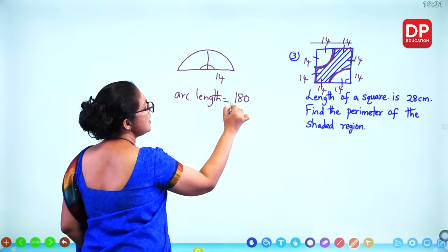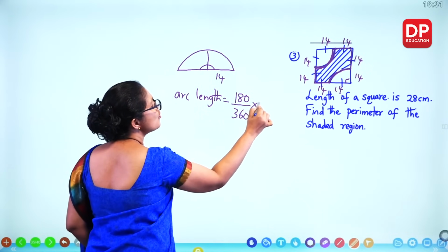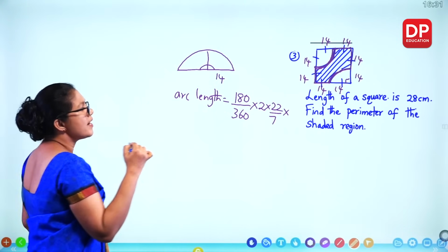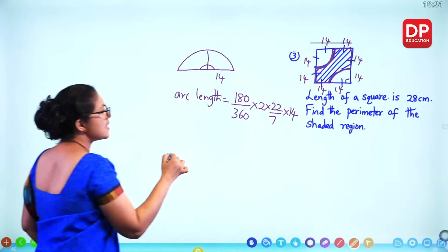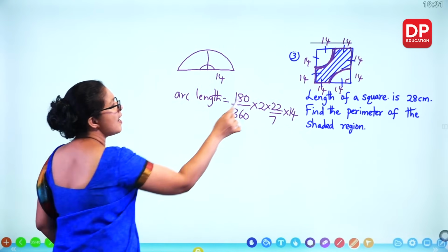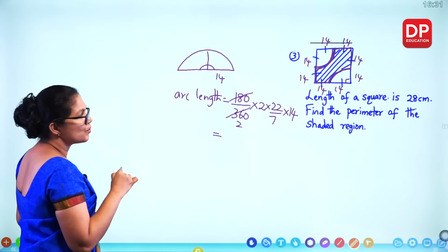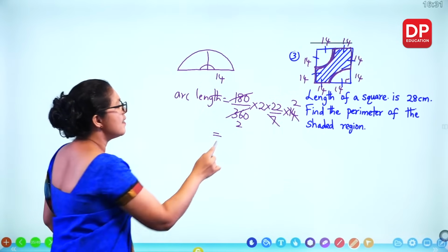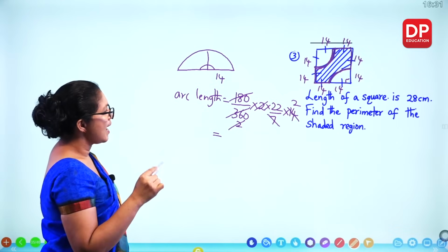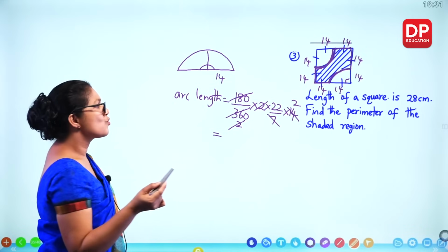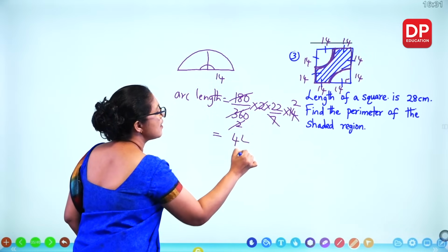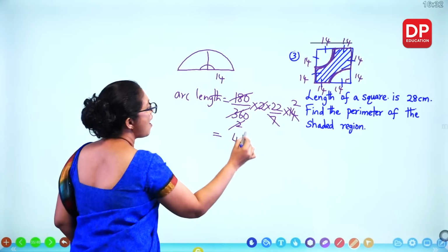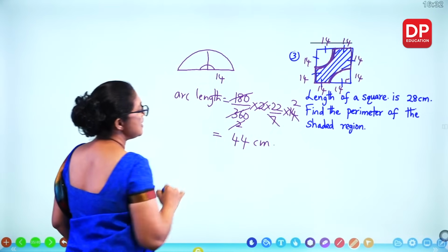Angle 180 divided by 360 into 2, pi is 22/7 into radius. Radius is 14. Now try to simplify. 180 times 2. 7 and 14, you get 2 here. This 2 and this 2 get cancelled out. So 22 times 2, you get 44. And what about this side? So that is the arc length. So this is in centimeters.